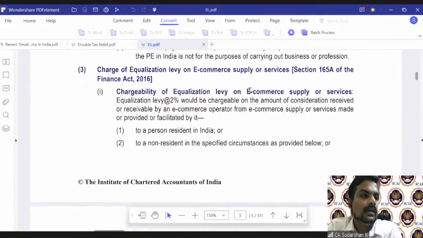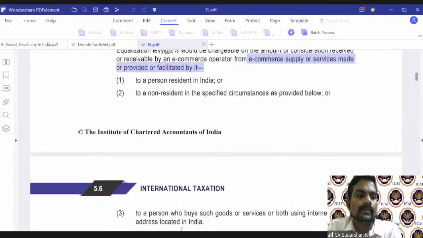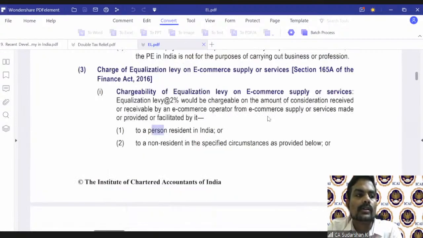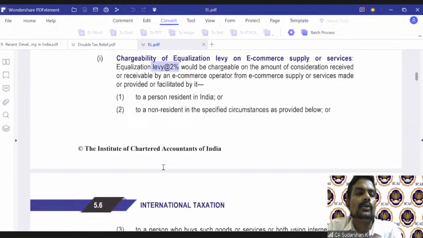This is the one here. Chargeability of equalization levy on e-commerce supply of services. So equalization levy at 2% would be chargeable on the amount of consideration received or receivable by an e-commerce operator from e-commerce supply or services it makes to certain specified persons. We will look at these persons. So the basic fundamental components are, there should be an e-commerce operator and he should have received consideration from e-commerce supply or services made or provided or facilitated by the e-commerce operator to certain persons. Then in such a situation, equalization levy will be at 2%.